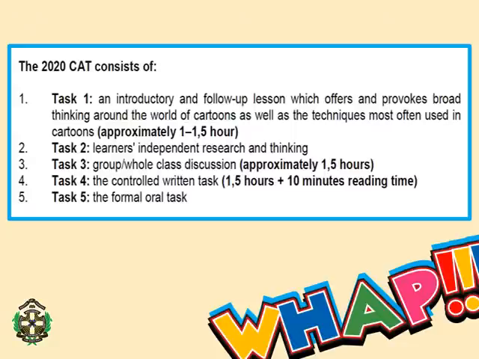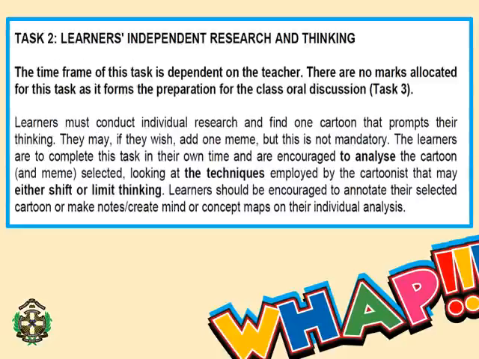Your CAT consists of 5 tasks. This video is task 1. You will use the information in this video as well as your own research to complete the other 4 tasks. Your selection and analysis of discussion-worthy cartoons, task 2, will be used for the group discussions in task 3. This video will give you the information and tools you need to analyze your individually chosen cartoons.